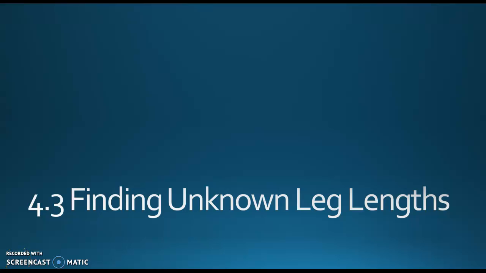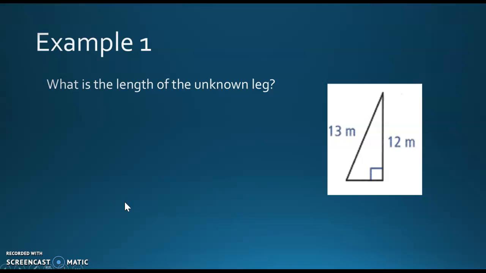Right, welcome back. So in our last lesson, we talked about finding an unknown hypotenuse. I almost said hypothesis. Hypotenuse. In this lesson, we're going to talk about finding unknown leg lengths. So finding one of the other missing sides. And example 1, what is the length of the unknown leg?